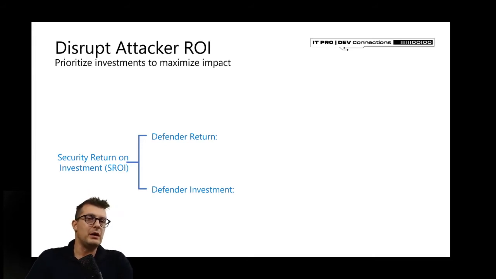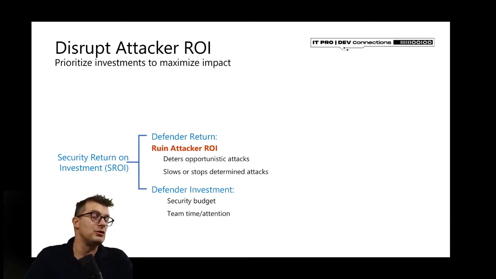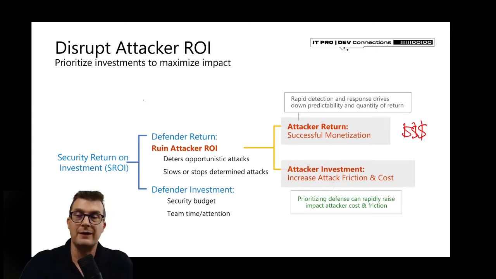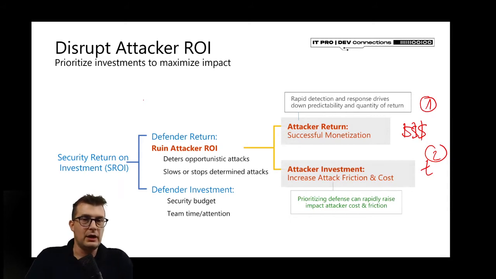We need to ruin the bad guys' security return on investment, their actual return on the attack. We have the defender return with defender investment, which is our thing that we need to follow: the security budget, team time, attention, and so on. And then we have the defender return. We need to ruin the attacker's return on investment and raise ours. The bad people have two things that we attack: money, and the investment, which is time. So these two things, first money and second time, are what we are trying to increase. We are increasing the cost to breach us, and we are increasing the time to breach us.